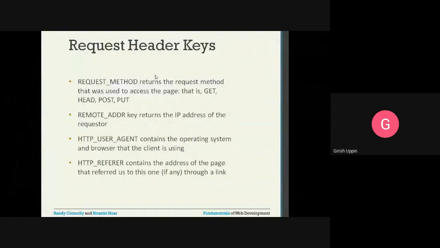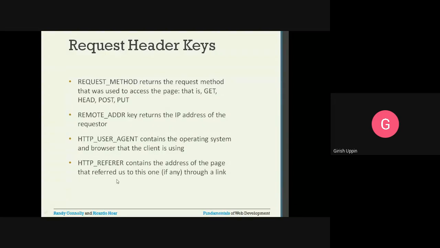Then request header keys, REQUEST_METHOD will return what type of request it is, get or post or head, put, those are the other requests. That information will be provided. Then REMOTE_ADDR key returns the IP address of the requester. Whoever is requesting, it sends its IP address. And HTTP_USER_AGENT contains the operating system and browser that the client is using. Then HTTP_REFERER.